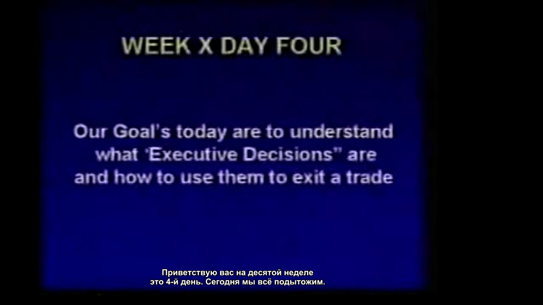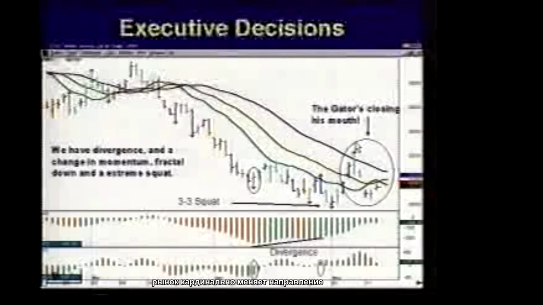Executive decisions, and as I said, every stop really is an executive decision, but we're going to label these executive decisions and we're going to go through them. In this case, we've got divergence, we have a change in momentum, we have an extreme 3-3 squat bar. So we have 4 of the magic bullets in, don't we? This is a time when you need to pay attention. And notice how drastically at the bottom of this third wave, the market bounced up.